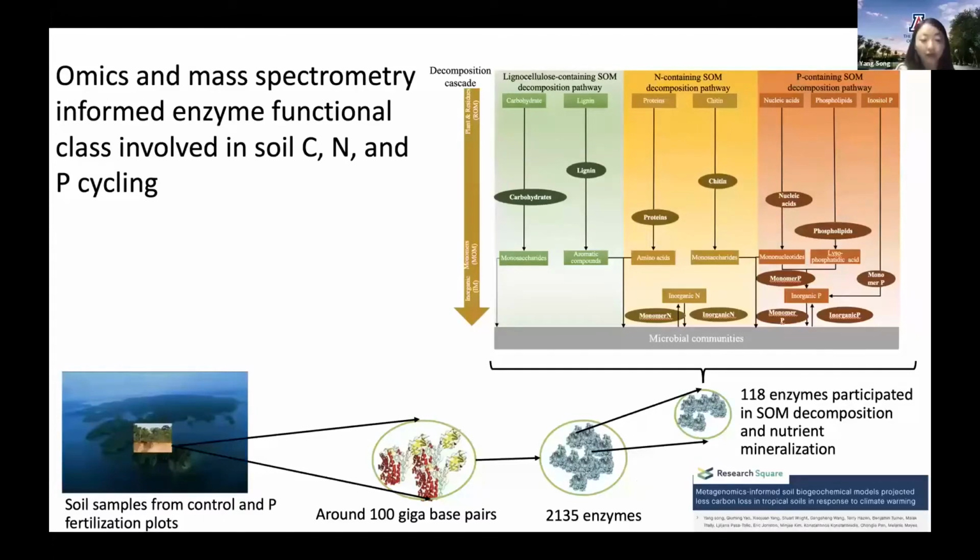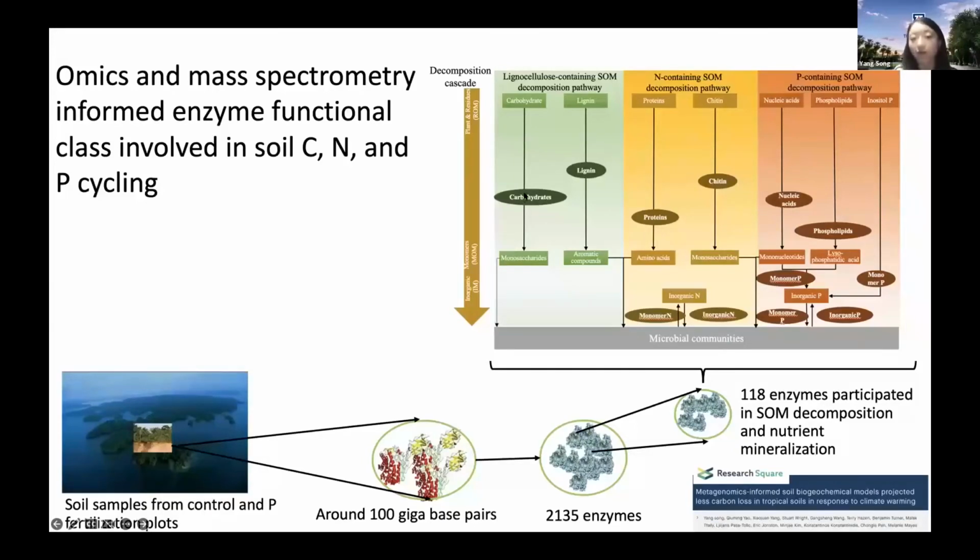We used the omics data collected from that soil sample. We first extracted around 2,000 enzymes related to soil decomposition, the carbon, nitrogen, and phosphorus decomposition processes. Then, to further simplify this data, since the 2,000 covers all soil processes, we extracted only 108 enzymes related to carbon, nitrogen, phosphorus decomposition and nutrient mineralization. Based on this information, we further grouped them into different enzyme functional groups.